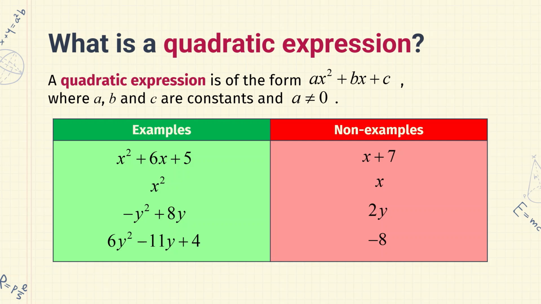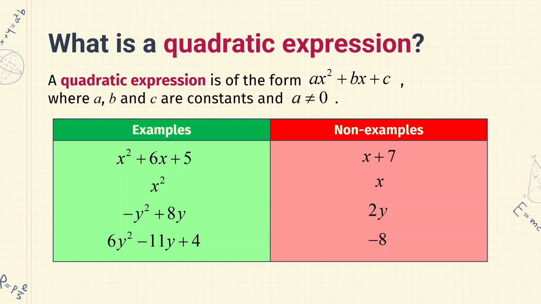Before we jump into learning how to factorize quadratic expressions using the cross method, you may wish to recap what exactly is a quadratic expression. By definition, a quadratic expression is of the form ax squared plus bx plus c, where a, b, and c are constants and a is not equal to 0.